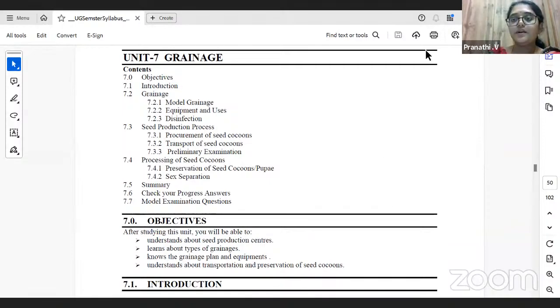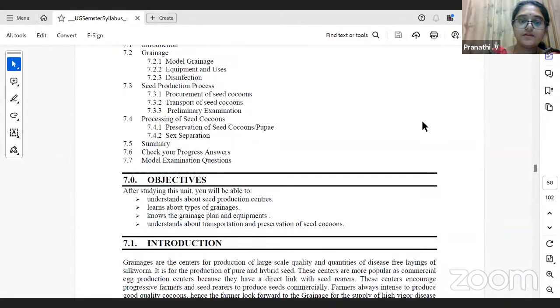Good evening, everybody. Today I'm going to take Unit 7, which is regarding the grainage. In this topic, we are going to see the different kinds of seed production centers, what grainages or seed processing units are, how a basic grainage plan looks, and the equipment which is used. We will also see how to transport and preserve the seed packets.